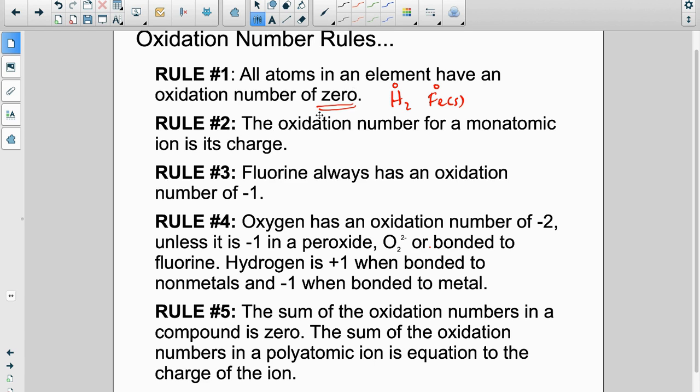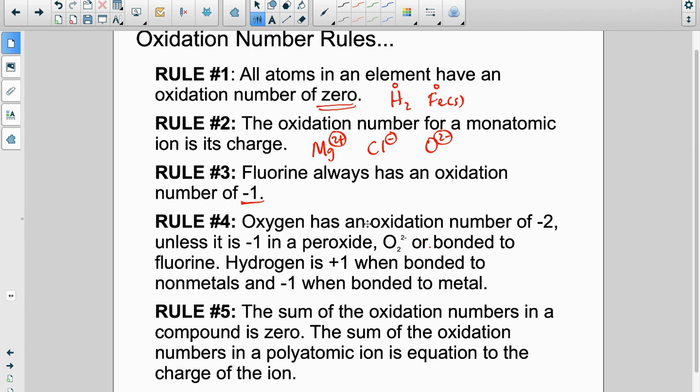Rule number 2, the oxidation number for a monatomic ion is its charge. So if we have an ion like Mg2+, magnesium ion, the oxidation number is +2. Cl-, the oxidation number is -1. O2- oxide is -2. Rule number 3, fluorine always has an oxidation number of -1.